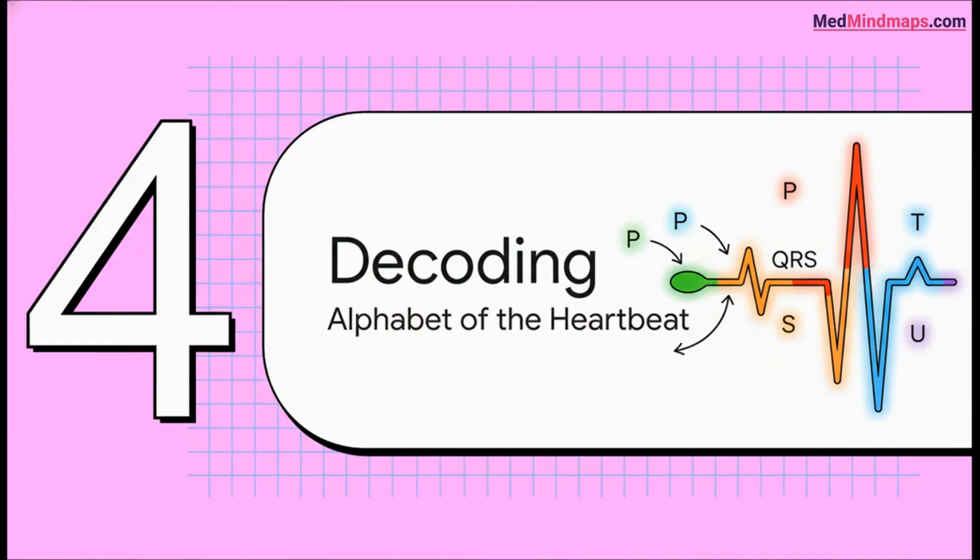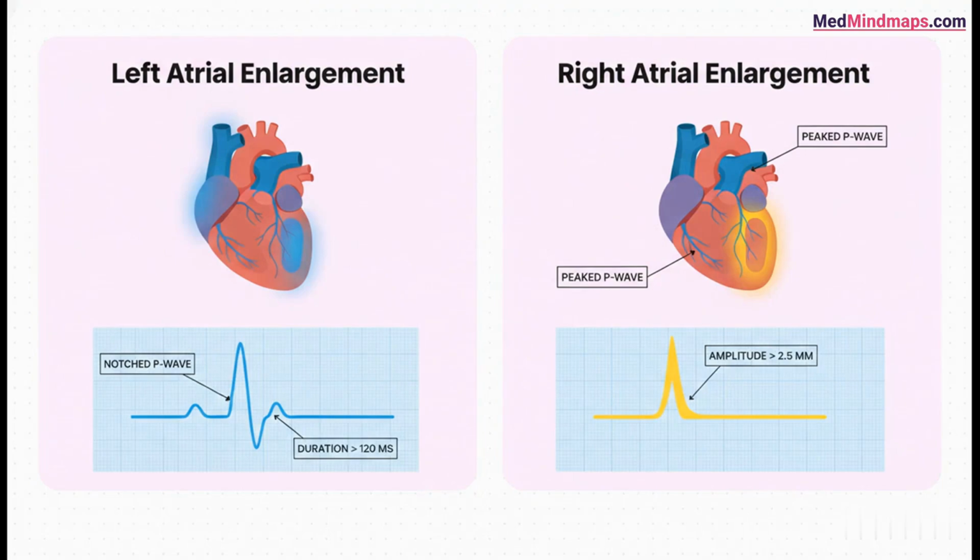Now it's time to learn the language itself. Think of each part of that ECG waveform, the P wave, the QRS, the T wave, as a letter in the alphabet of the heartbeat. First letter in our alphabet, the P wave. This little bump represents the atria contracting, atrial depolarization, and its shape can tell you a lot.